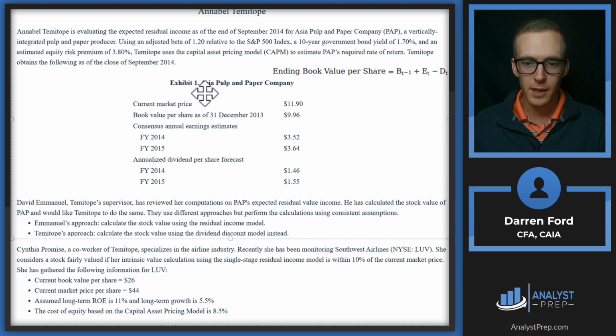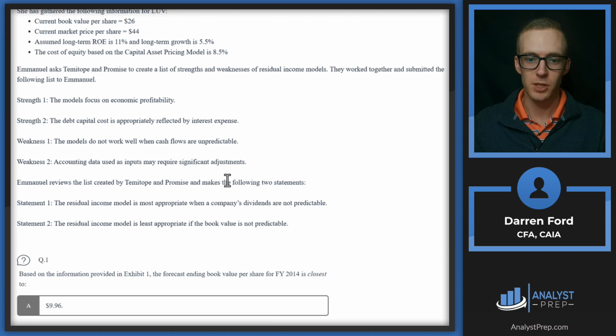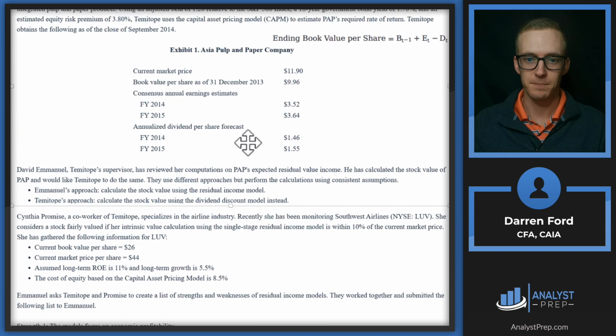So we're at Exhibit 1 here. Looks like we'll have the information we need. So we have current market price, book value per share as of December 31, 2013. So that'll be our beginning book value per share since we're looking at fiscal 2014. And then we've got consensus annual earnings estimate, 3.52 for the year. So we'll be adding that to our book value per share. And then we'll subtract out the dividend. So we've got forecasted dividend of 1.46. So we've got all the numbers we need.